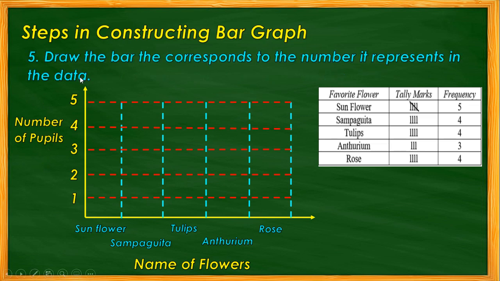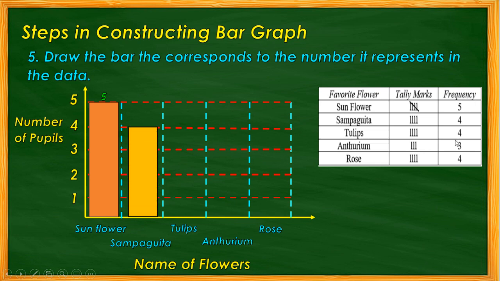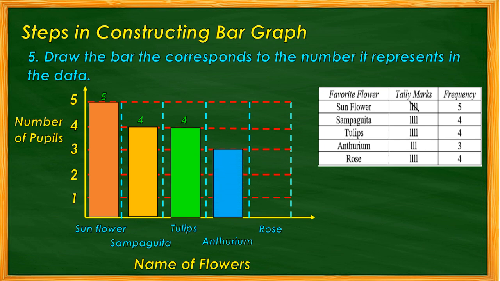You're going to draw the bar that corresponds to the number it represents in the data. So sunflower is 5. You're going to draw the bar for the sunflower and then write the corresponding frequency. Then for the sampaguita, this would be 4. Then the corresponding frequency is 4. Then tulip is 4 also. This should be 4. And for anthurium, we have 3. The corresponding frequency is 3, and then for rose is 4. The corresponding frequency is 4.